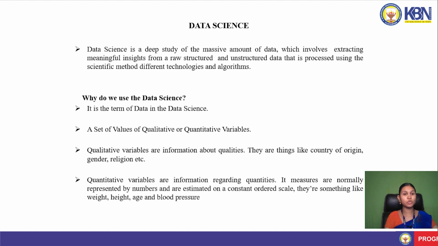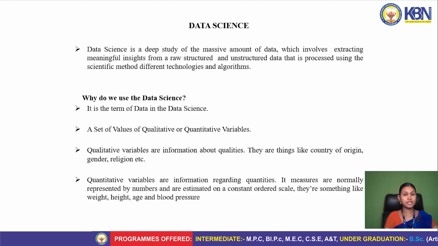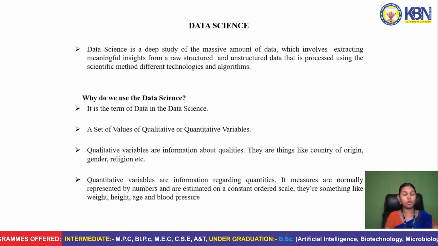Here, qualitative variables are information about qualities. Let us see the examples. Origin, gender and religion are examples of qualitative variables. Next, coming to the second category, quantitative variables. These are also information, but this information is normally represented by numbers. It means we are taking a person's weight, height, age and blood pressure.